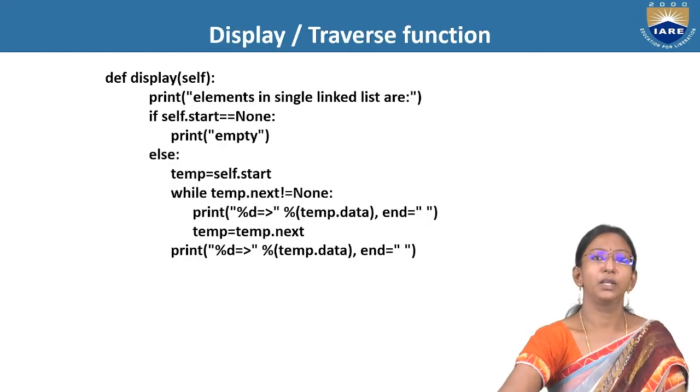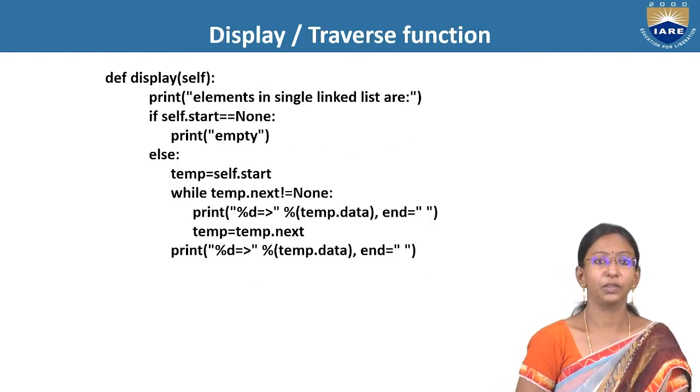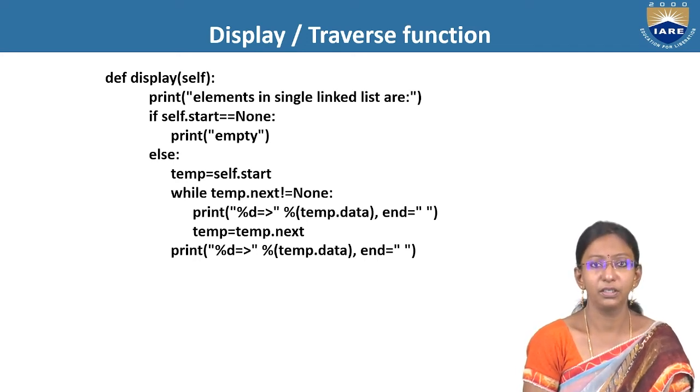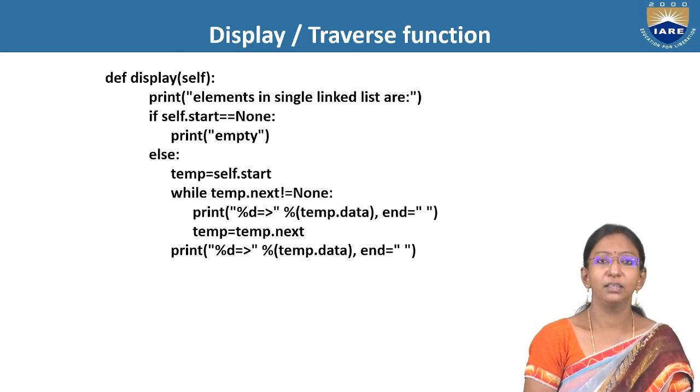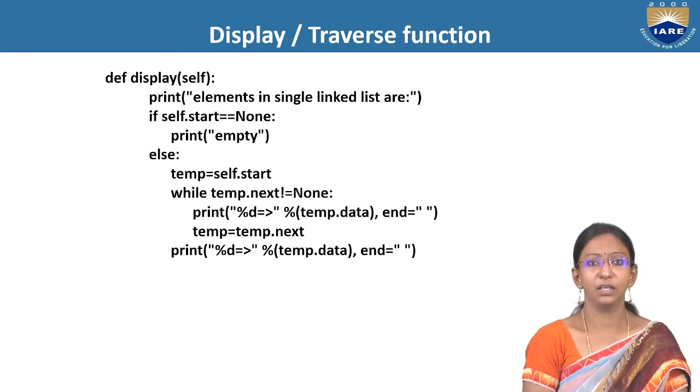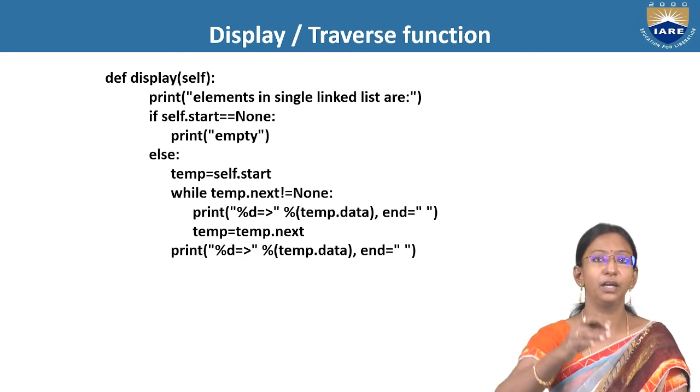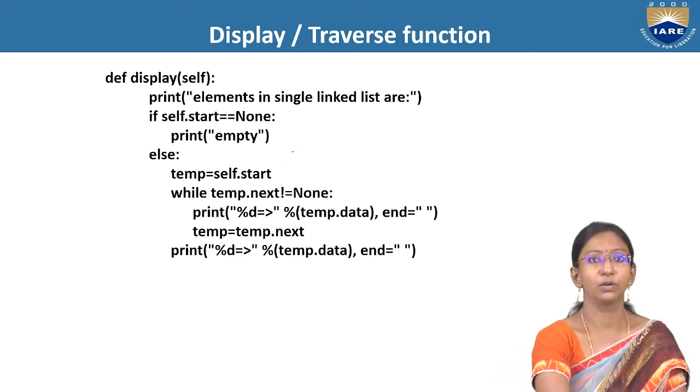Right? So then how to traverse? Or simply you can say display. After every insertion or deletion, any operation, you would like to see what is the current status of the linked list, how it looks like, right? For that, you need to traverse and have a look.